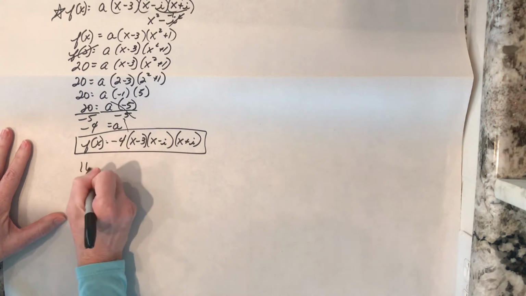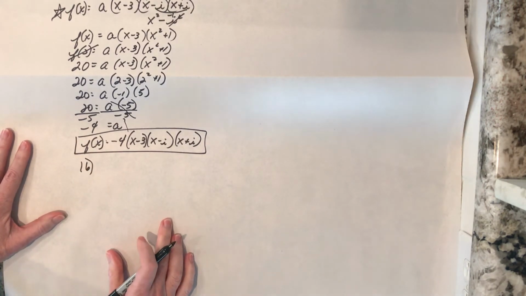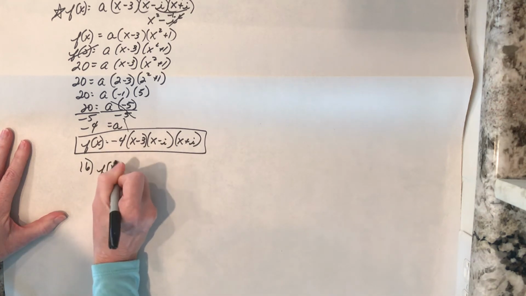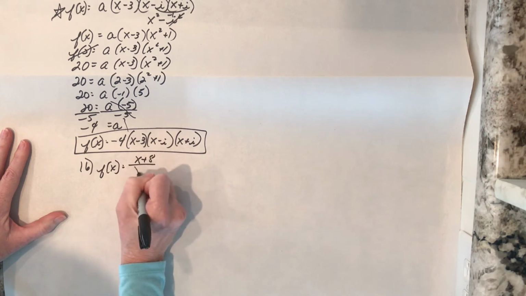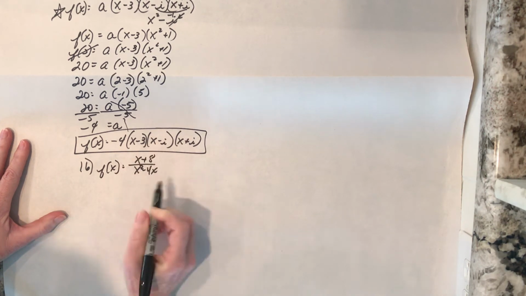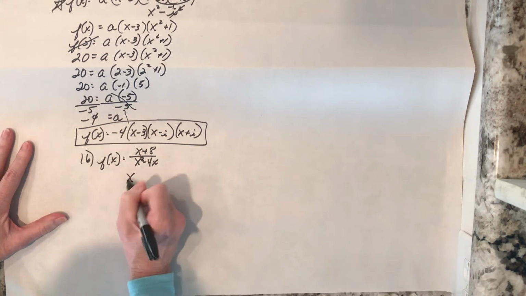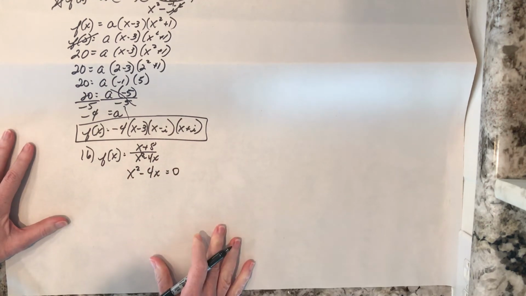Okay, number 16, they're asking for the domain. Domain is talking about what you're allowed to use for x. So in this case, we have a denominator, and that's a problem. If you've got a denominator, you have to be careful that it does not equal 0. So let's set it equal to 0 and create the problem. Let's see where the problem lies.